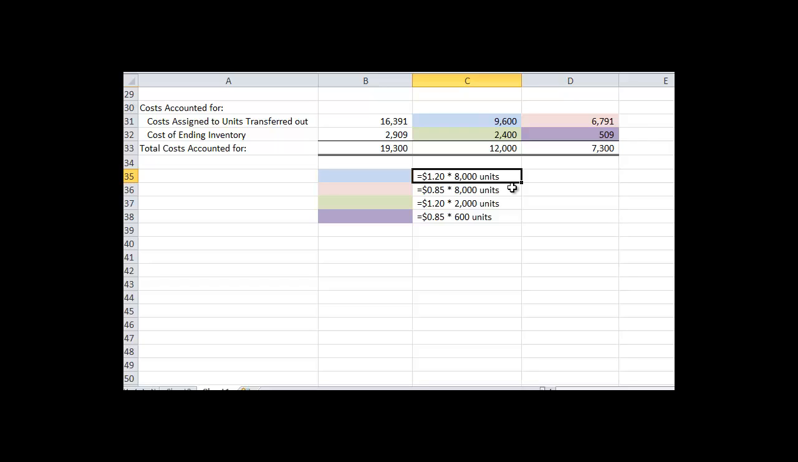For conversion costs, the cost assigned to units transferred out is calculated by taking the 8,000 units that were completed and transferred out and multiplying the equivalent unit cost of 85 cents. For the cost of ending inventory for direct materials, 2,000 units remaining in work-in-process inventory is multiplied by $1.20 of equivalent unit cost. And for the cost of ending inventory for conversion cost, the 600 equivalent units in ending work-in-process inventory is multiplied by the equivalent unit cost of 85 cents.